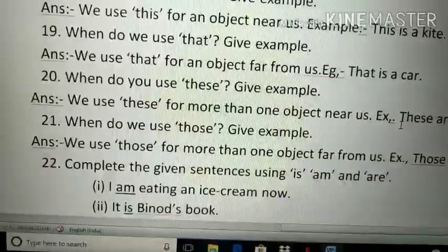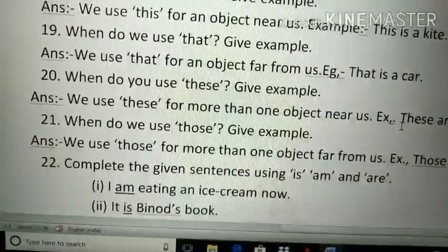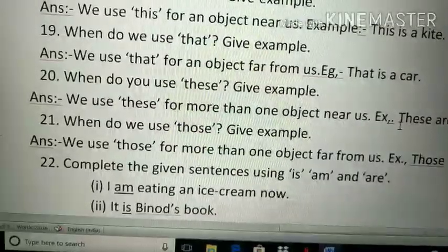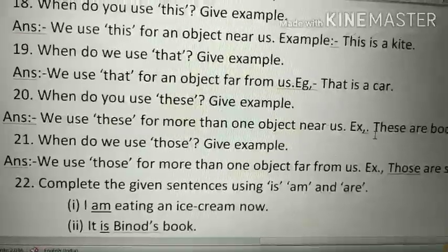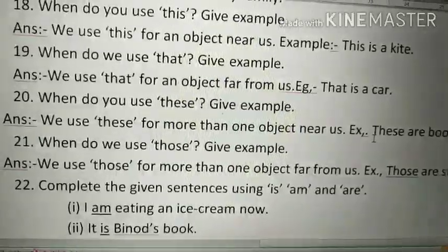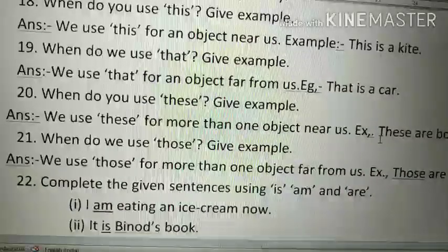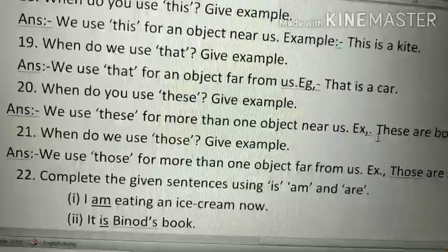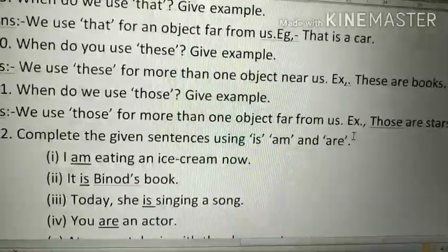When do you use these? Give example. We use these for more than one object near us. These are books. When do you use those? Give example. We use those for more than one object far from us. Example, those are stars.